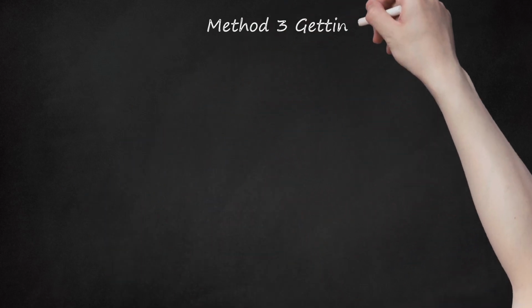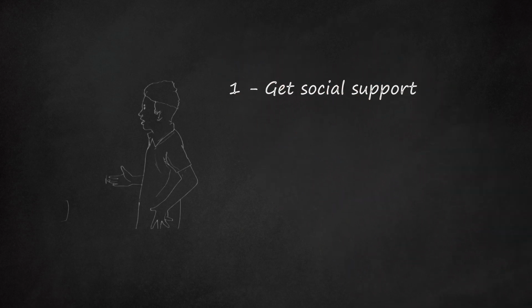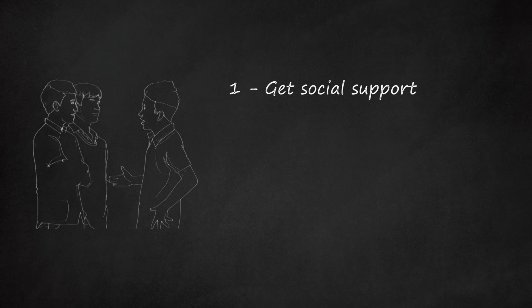Method 3: Getting help and support. 1. Get social support. Social support is an integral component of recovery from gambling. Tell your family about your issue if they do not already know about it. You could say something like, "I want you to know that I have been having a problem resisting gambling. I know it has caused problems for me in my life and I want to stop. I would appreciate your support."